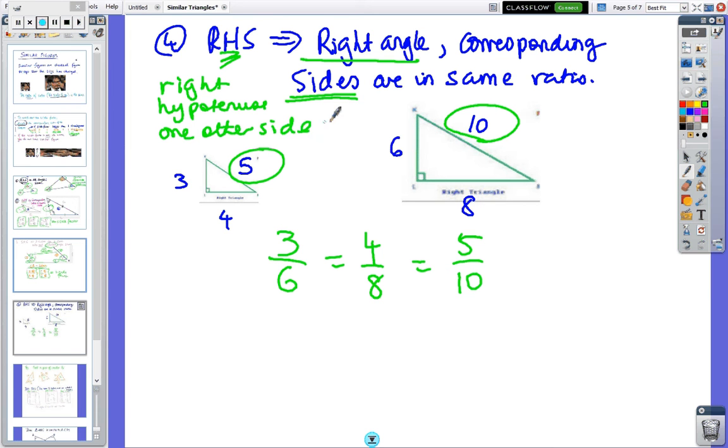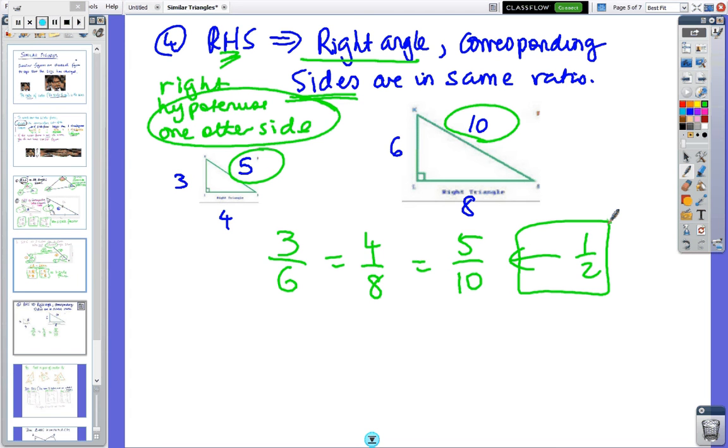And these last two have to be in the same ratio. Okay, so that's that same scale factor. So in this particular case, the scale factor is going to be a half. Okay, or the scale factor could be 2 if you're enlarging the picture. Okay, so copy that and come across.